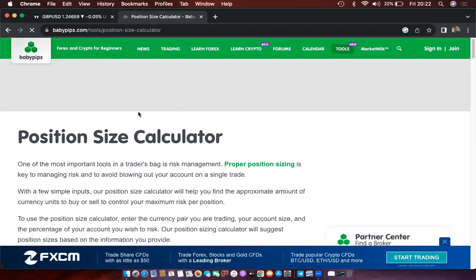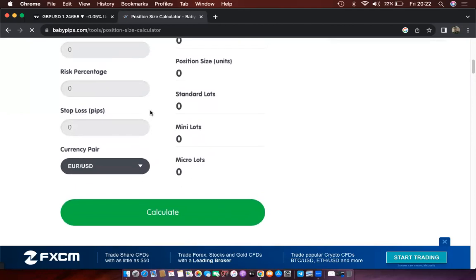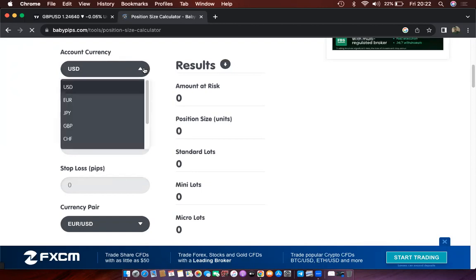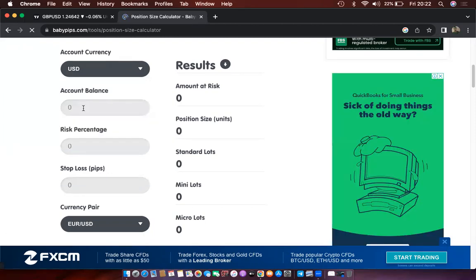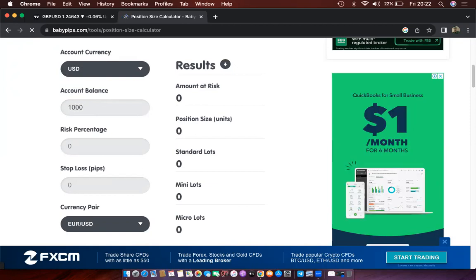Now, this is where all the magic happens. So you see here, this is the most important part right here. I come here and set my account type, whether it's in US dollars, Great British pounds or euros. I set my account currency type here. I can put it in anything, but I always use the US dollar. So I come here and put my account size. It can be, let's say, $1,000.